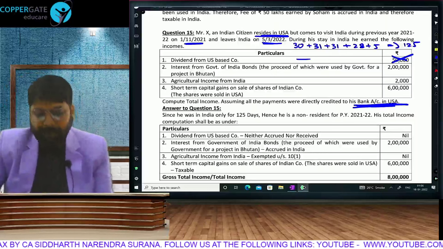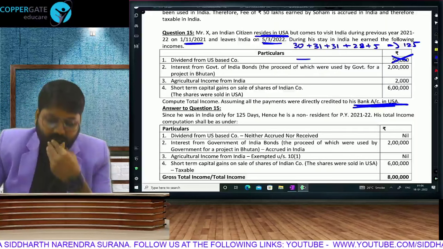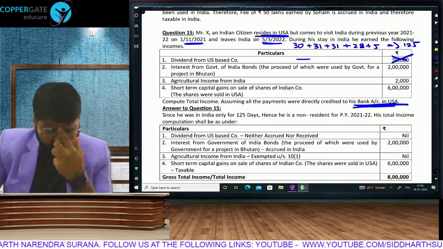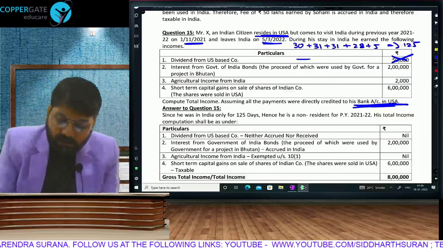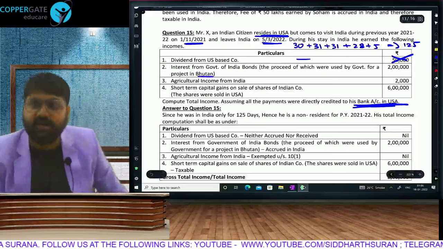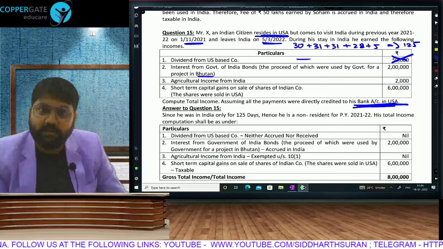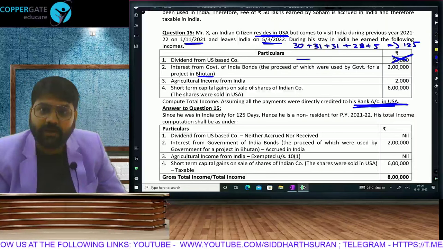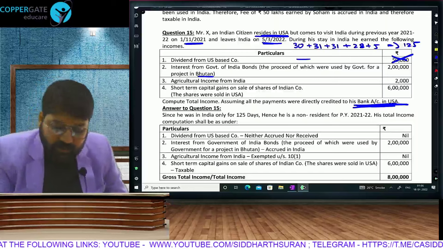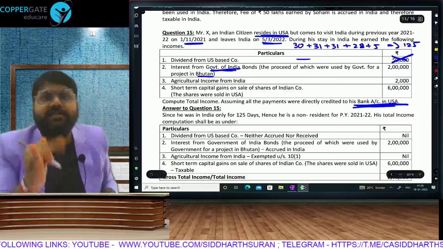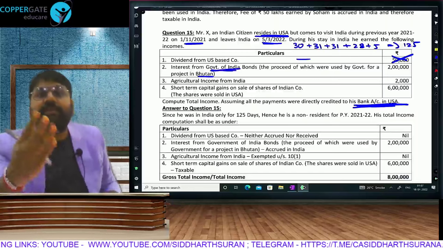Second, interest from government of India bonds, 2 lakh rupees. Arey, listen, you are saying taxable, it was used in Bhutan. Still you are saying taxable? Yes, Junaid? Once you receive interest, salary, royalty, FTS. From whom?